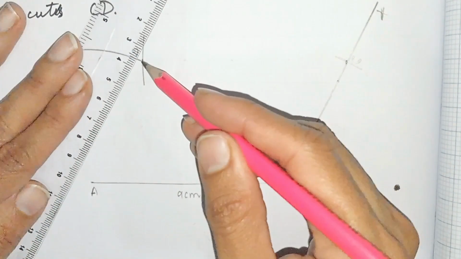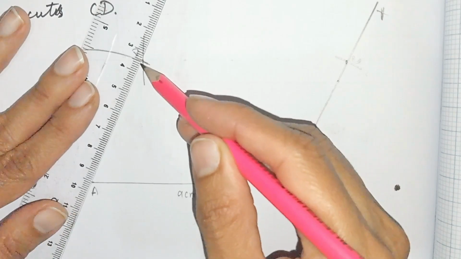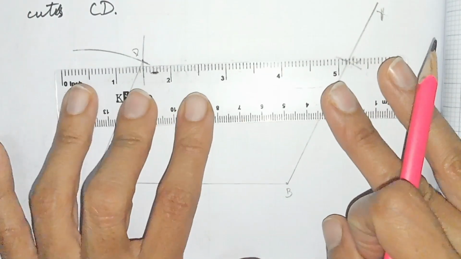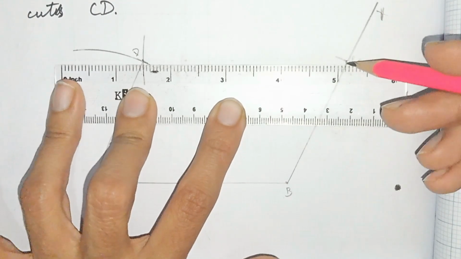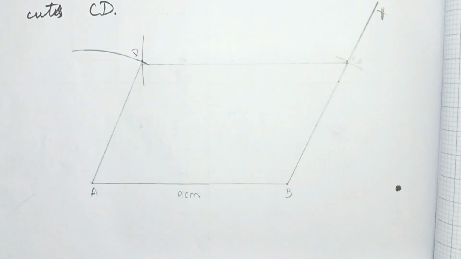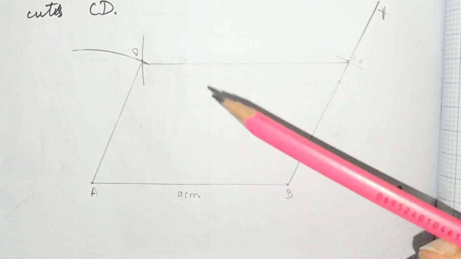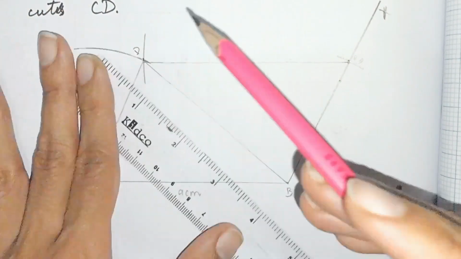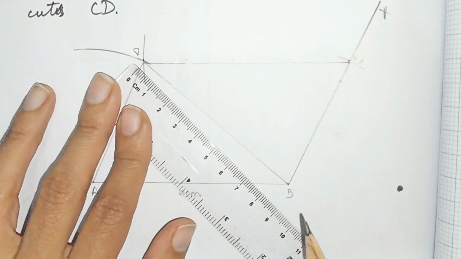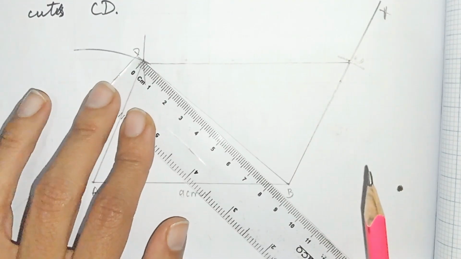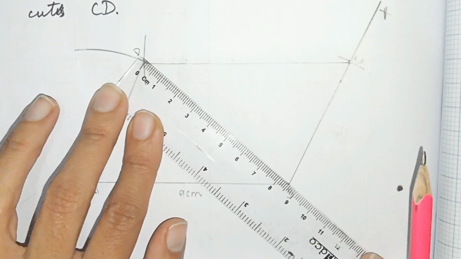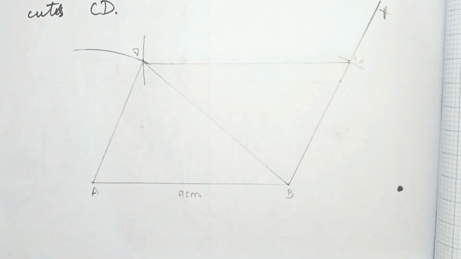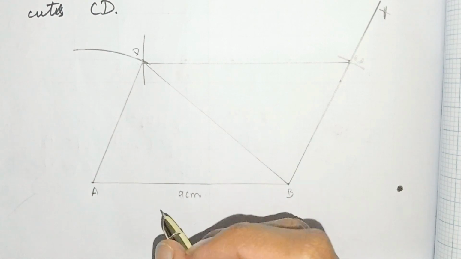Now join that point with A and C. This is our required parallelogram. Now students, we have to measure the length of the diagonal BD. First we have to draw the line, then we have to measure it. This length is equal to 8.4 centimeter. Now students, the part number 1.